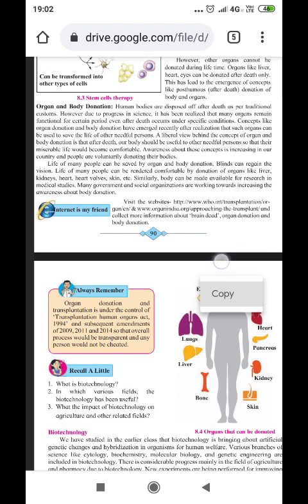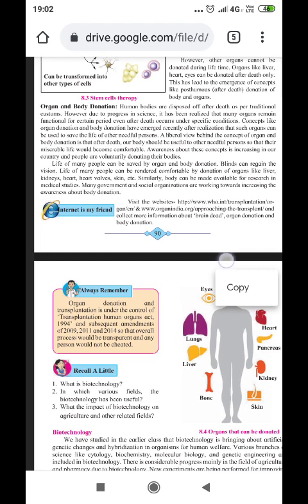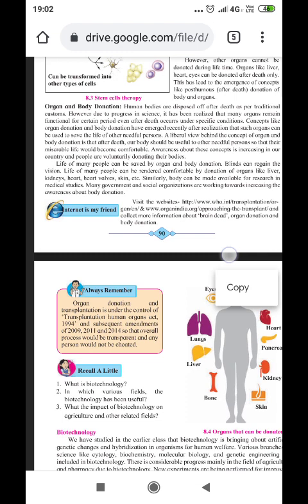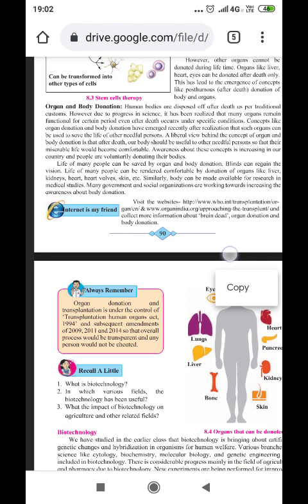Life of many people can be saved by organ and body donation. The blind can regain vision. Life of many people can be rendered comfortable by donation of organs like liver, kidneys, heart, heart valves, skin, etc. Similarly, the body can be made available for research in medical studies. Many government and social organizations are working towards increasing awareness about body donation.